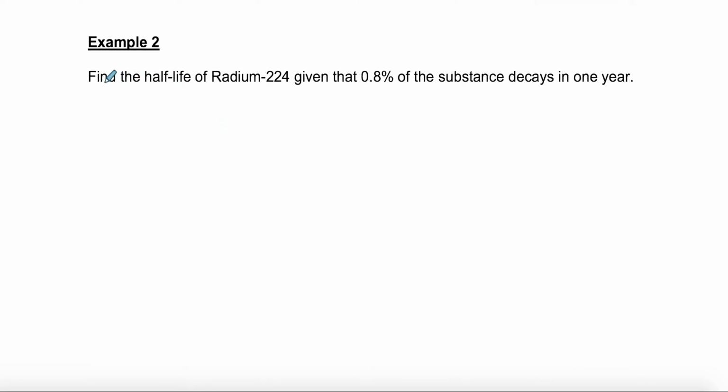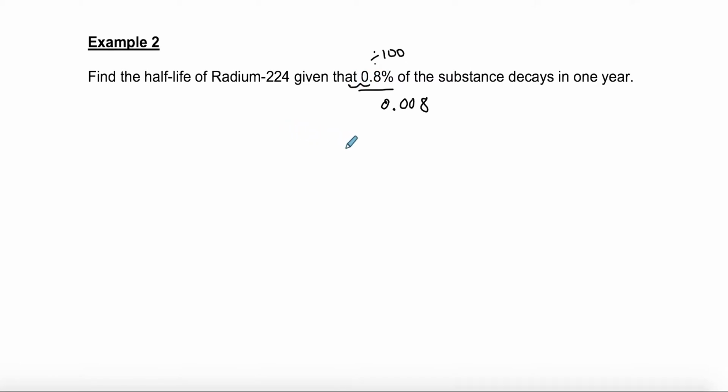The next question says, find the half-life of radium-224 given that 0.8% of the substance decays in 1 year. So 0.8% means 0.008. If I was talking about a decimal, I always have to divide my percents by 100. So imagine moving the decimal place twice to the left.